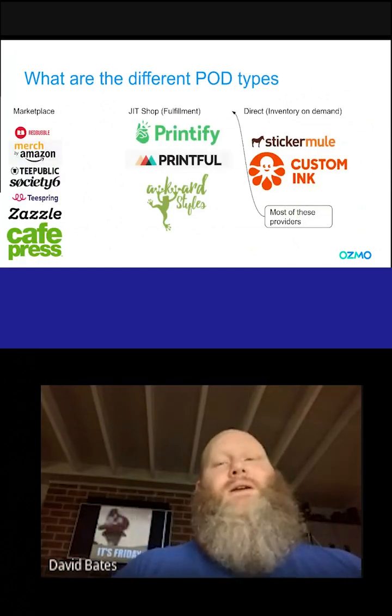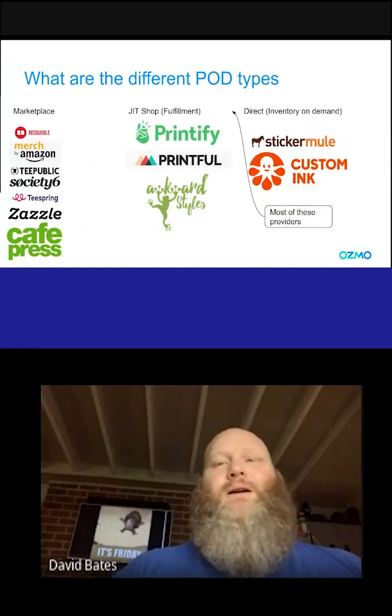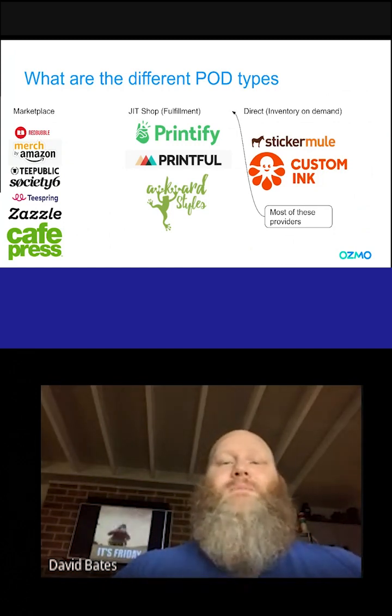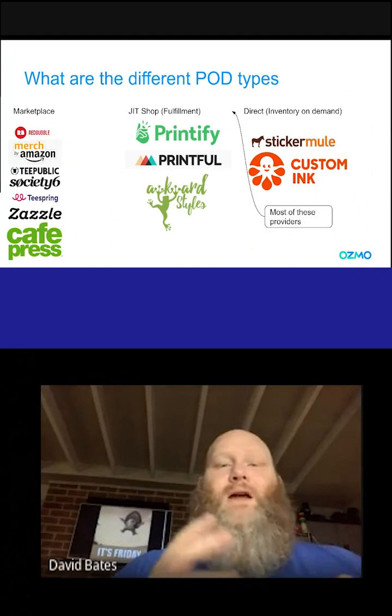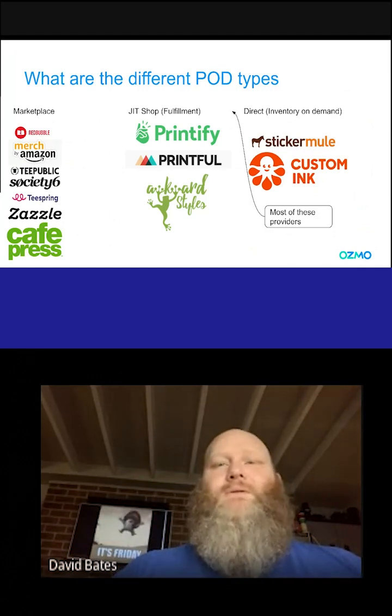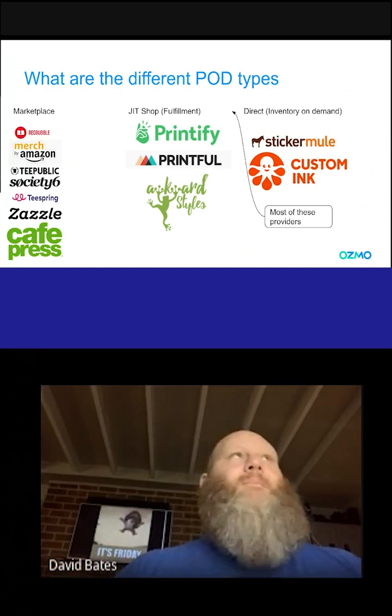But there are different ways that print on demand can work. And so there's these three silos that I bucket them in. The first one is a marketplace where the company owns the platform that you're selling through, and they handle fulfillment and shipping and returns all in one. So basically, you upload your artwork, place it on a product, and then they handle the rest of it, even promotions and things like that.